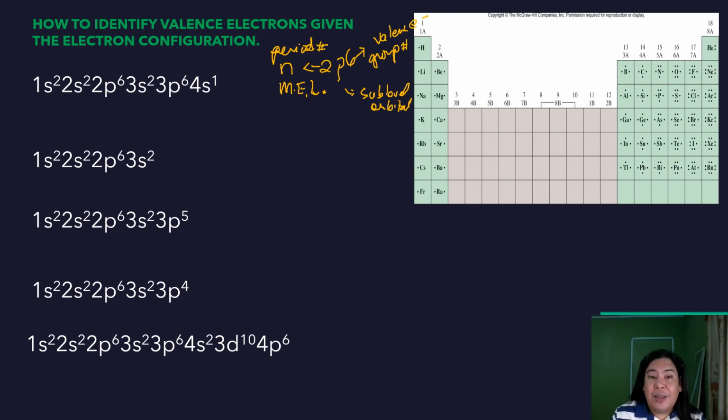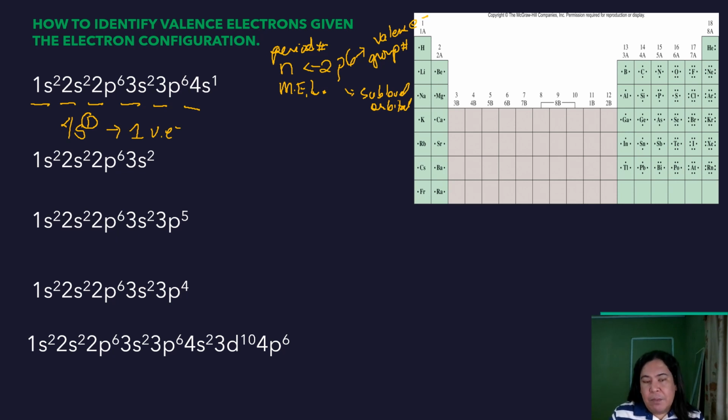So how to identify the valence electrons of this electronic configuration? Hindi naman natin alam kung anong element yan. So, ang gagawin ninyo, hahanapin nyo yung pinakamataas na n value. This is 1s2, 2s2, 2p6, 3s2, 3p6, 4s1. So, ang pinakamataas na n value is 4 and then s1. So, kung ano yung exponent ng sublevel, that is the valence electron. So in our first example, we have 1 valence electron.